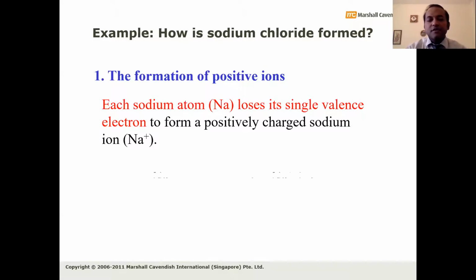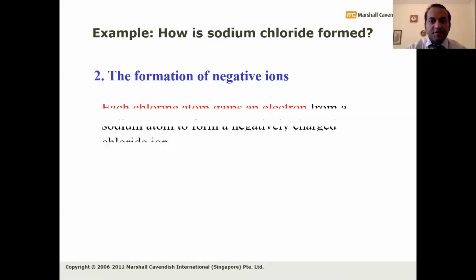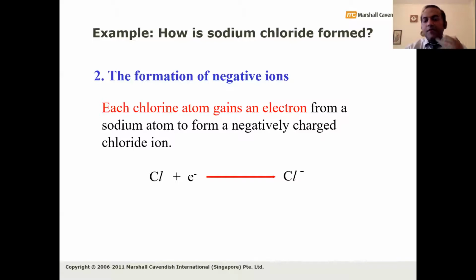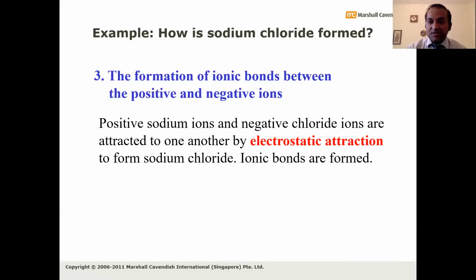So how does it form a positive ion? Again, this is a form of repetition for you. And how does it form a negative ion? Same thing. You receive the electron. So once you have a positive ion and a negative ion, what will happen?